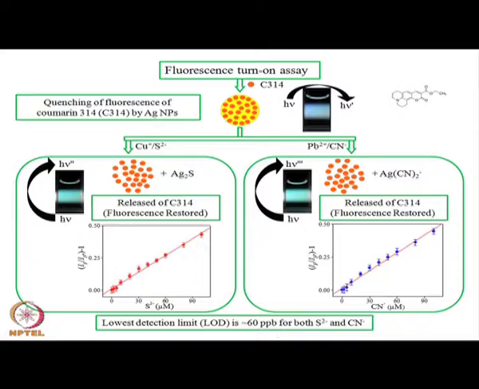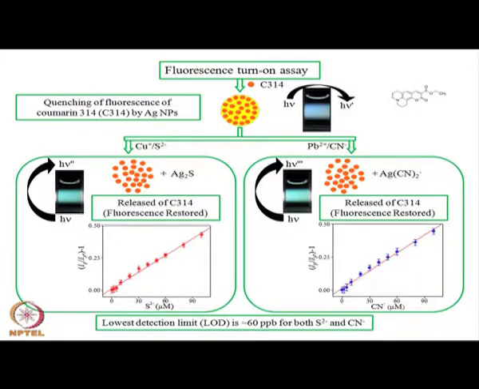So, in that case, if you are asked to examine this, then you just follow the protocol and prepare your nanoparticle by means of this photochemical route, and then, just maintaining the conditions, you employ that nanoparticle along with C314, and put your unknown sample first, to see whether your fluorescence is turned on or not.